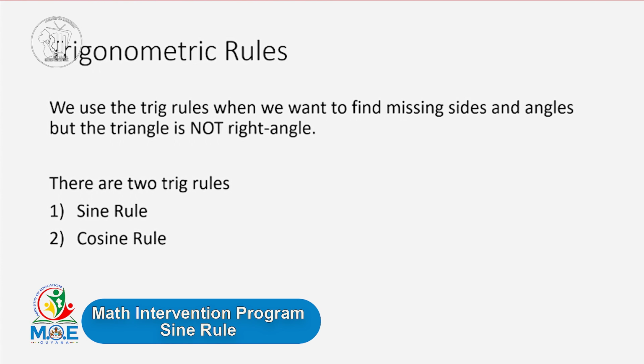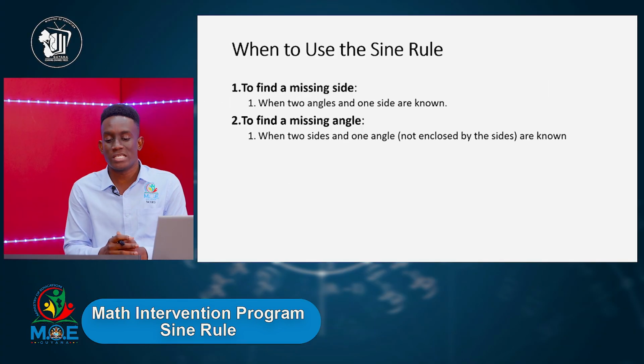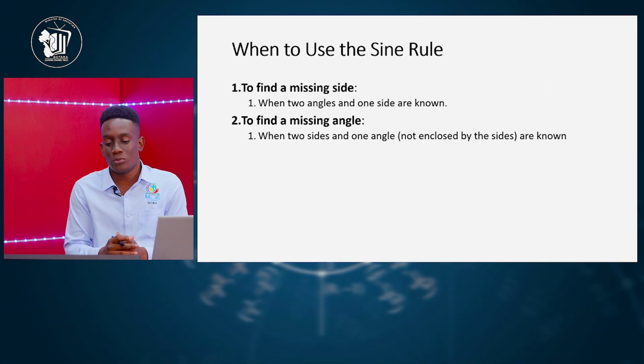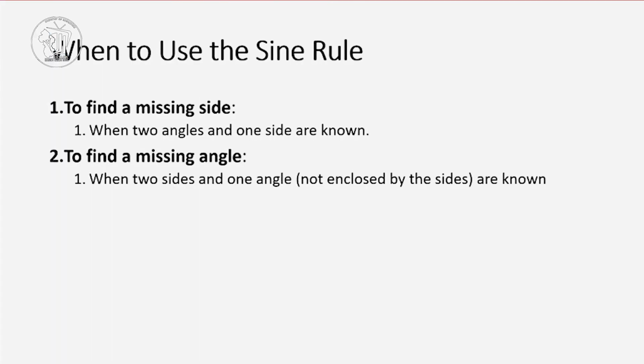So there are two trig rules, the sine rule and the cosine rule. And for this video, we'll be looking at the sine rule. So when to use the sine rule? Let's say we want to find a missing side. We use the sine rule when we are given two angles and one side.